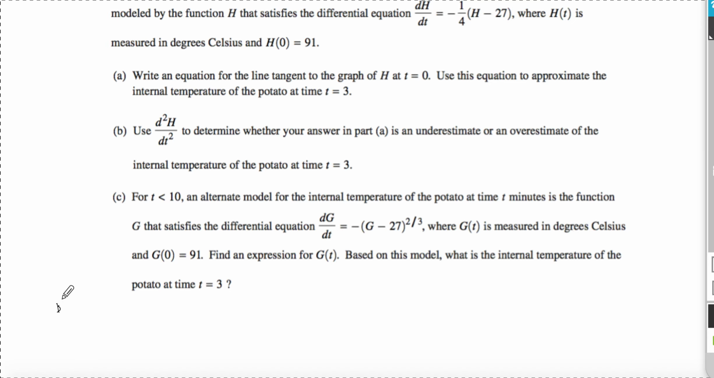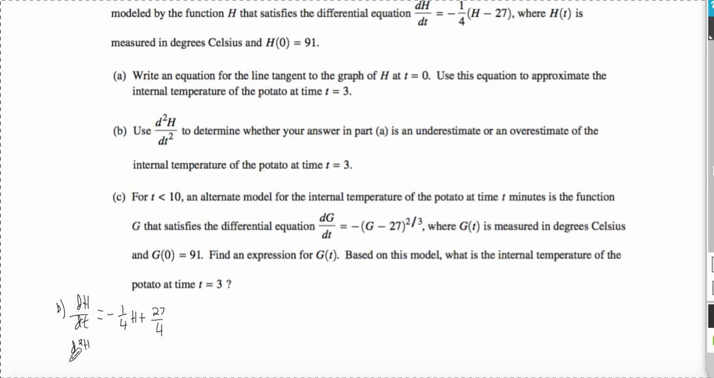For B, well, I know my first derivative is here, so I'm not having to deal with parentheses and stuff. I'm just going to distribute the negative 1/4 in. So this will give me negative 1/4 h plus, it's going to be plus because it's negative 1/4 times negative 27, so plus 27 fourths. There's my first derivative. I want the second derivative with respect to t. So what's that going to be equal to?